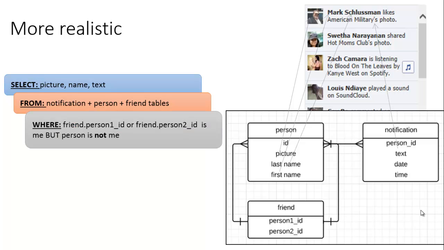Now the where: friend 1 or friend 2 is me, but the person is not me. So I don't want my posts in this news feed. I want the posts of another person. So there's a little bit of logic there to say that I need the friend table, by the way, because I'm never going to know what person 1 and person 2 are. Person 1 or person 2 is me, and I'm a friend of this person who's making the post, who's making the notification that goes in the news feed.